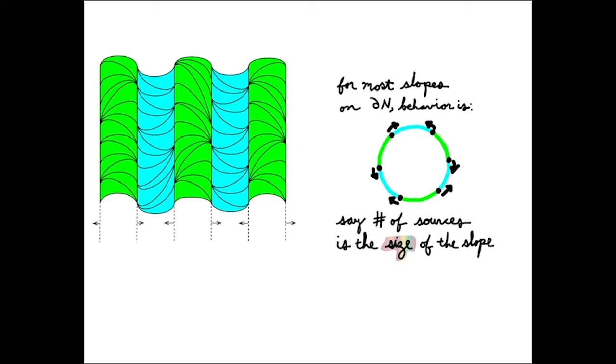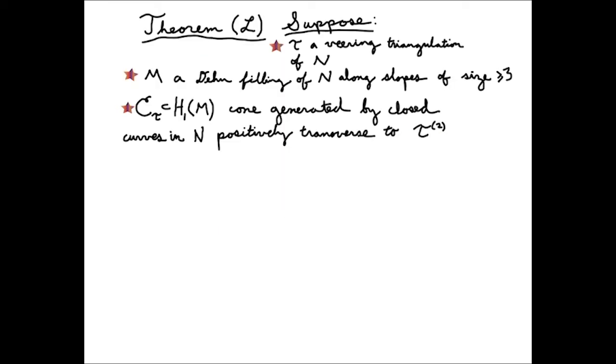And the number of sources I want to just call the size of that slope. Here's the more general theorem that I proved. Suppose you have some veering triangulation of N, some 3-manifold, and I have another 3-manifold M, which is the Dehn filling of N along slopes of size at least 3.